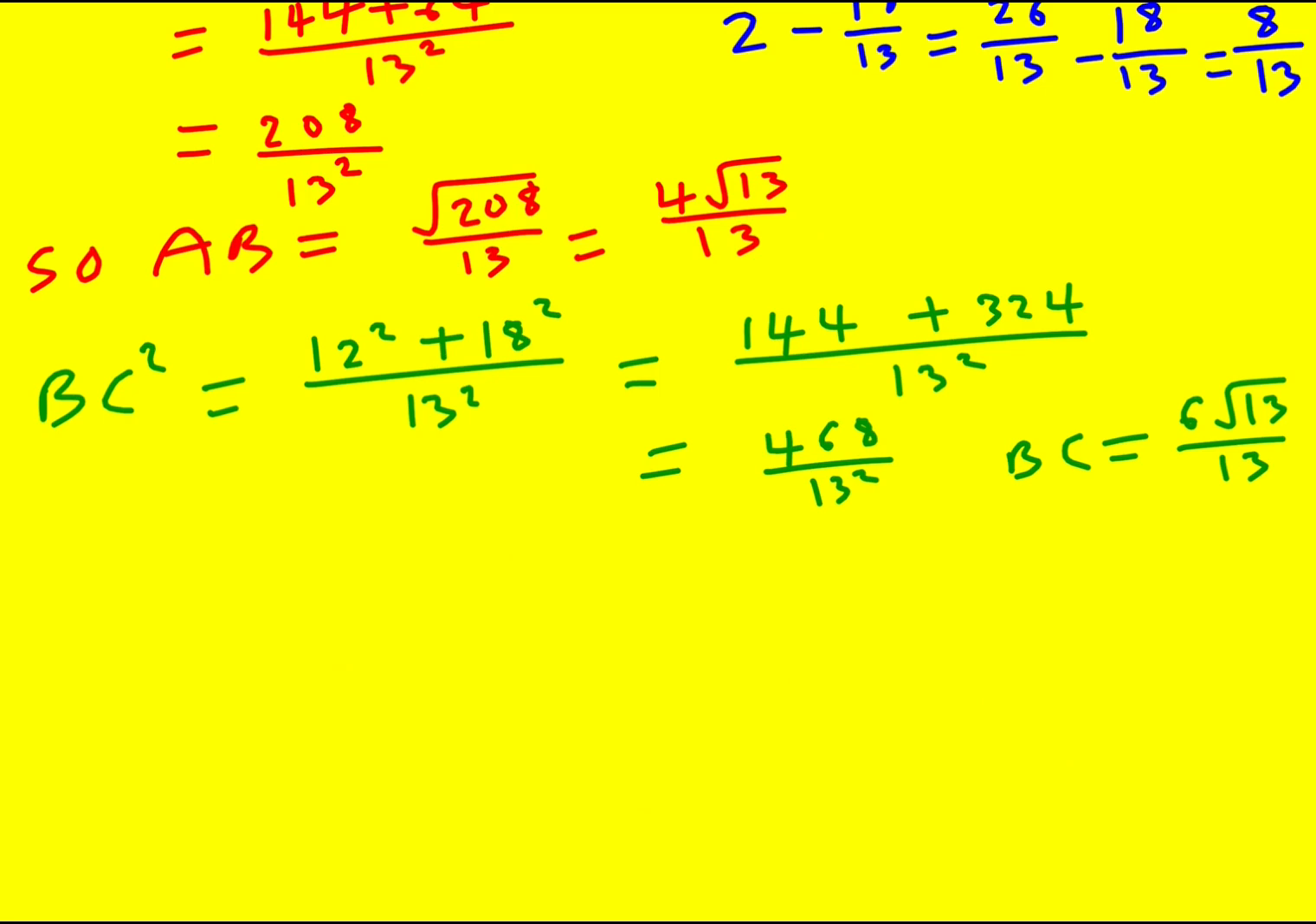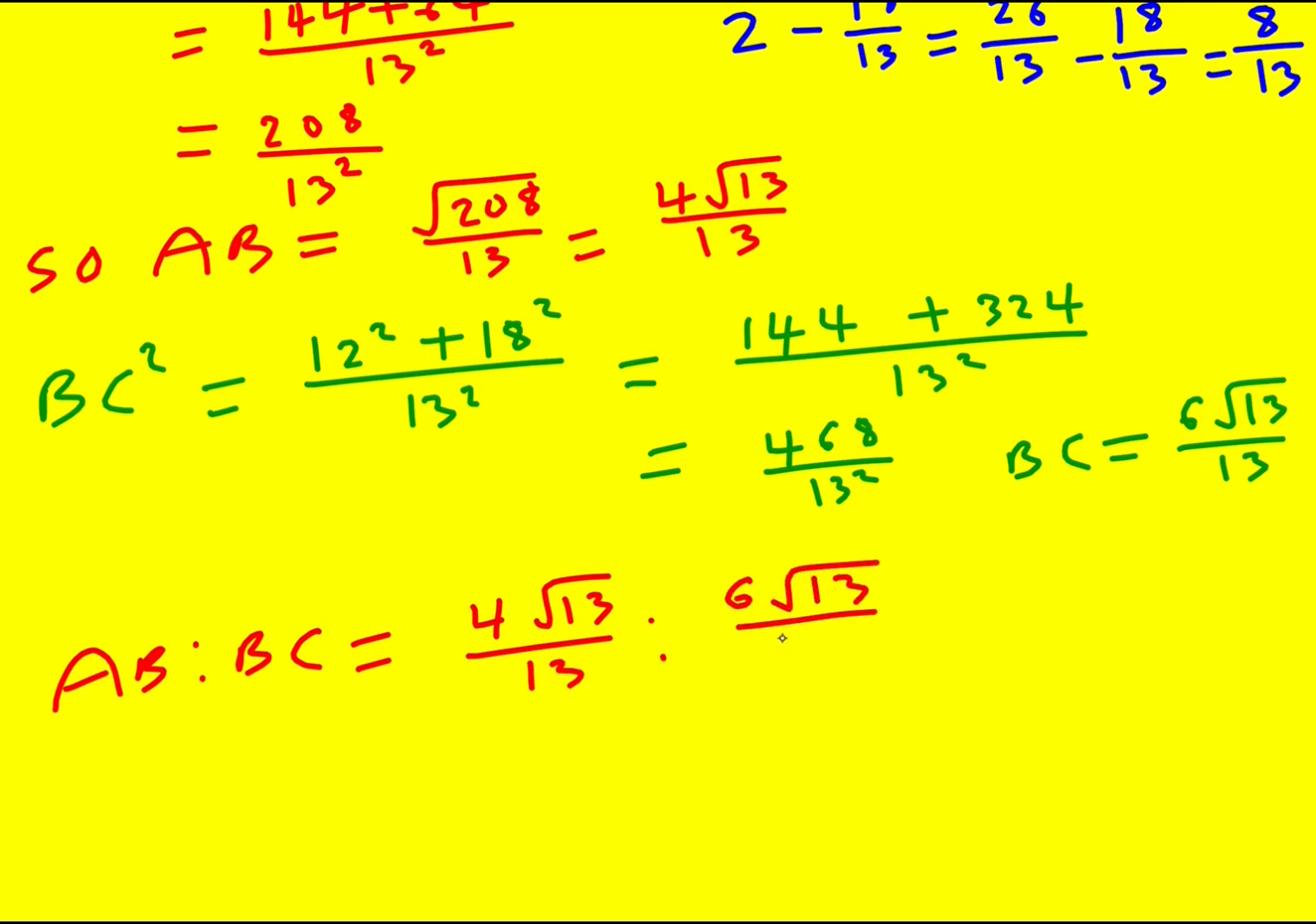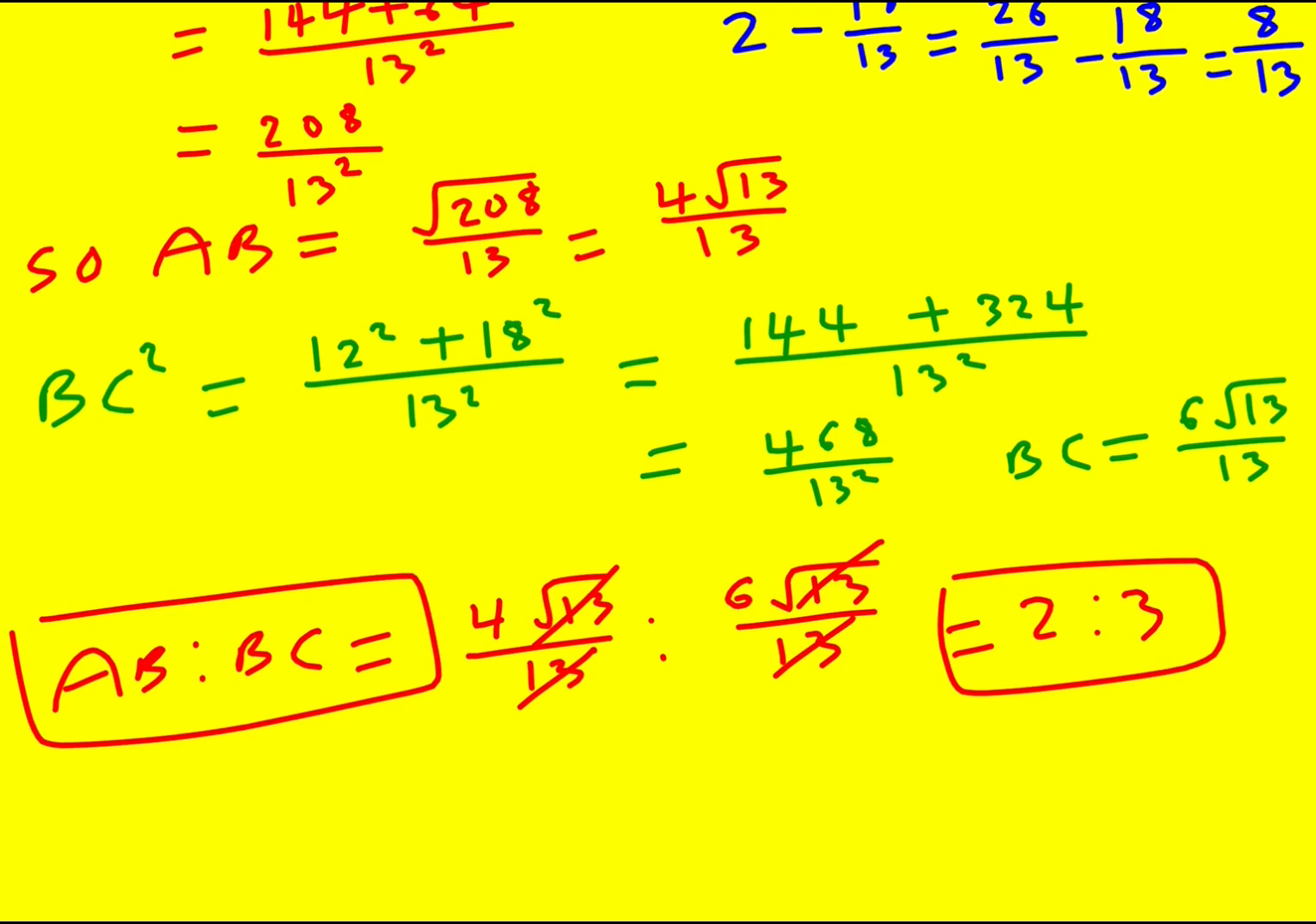Okay, we're nearly there with this second method. So AB to BC is going to be 4 root 13 over 13 to 6 root 13 over 13. These can just cancel because we can times through or divide through by them. And we're going to again get 2 to 3. So you're probably thinking, why on earth would you do it this way? Yeah, similar triangles is a lot better in this situation, but it's nice to see this method as well.